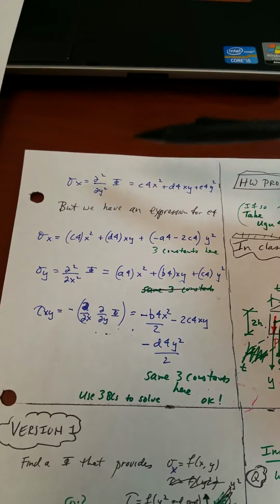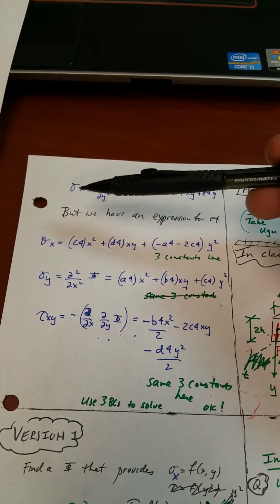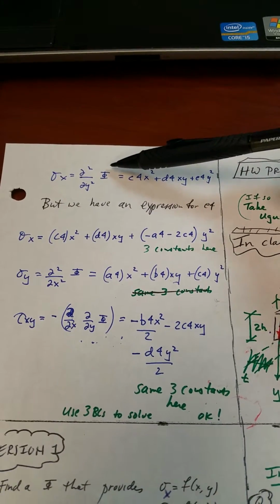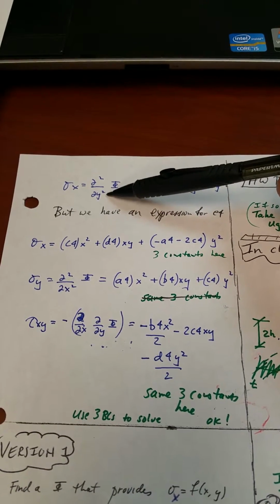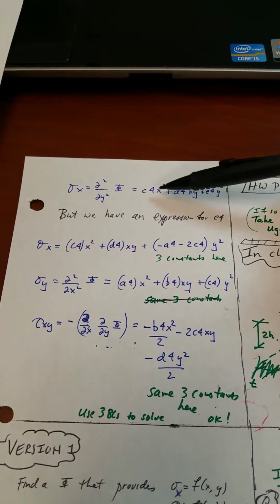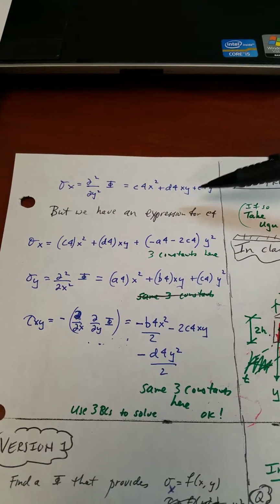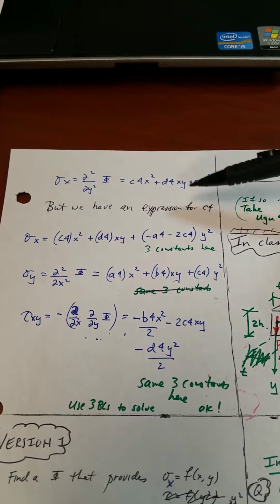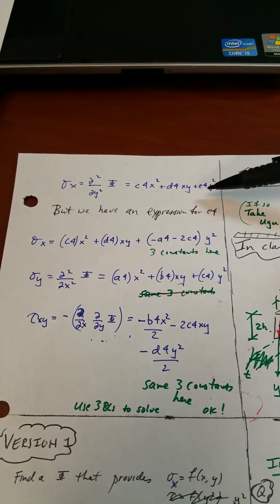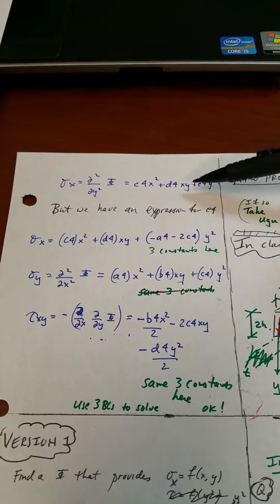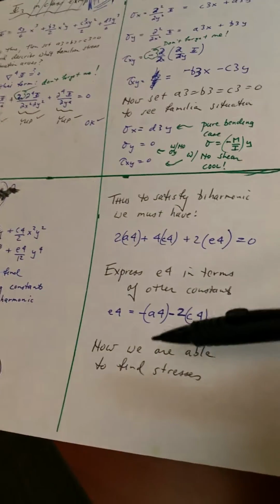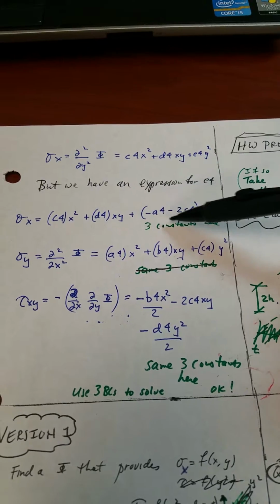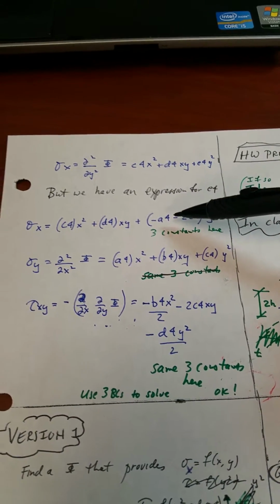We can now solve for the normal stresses and for the shear stress. That is the magic of the Airy stress function. So we differentiate twice with respect to y to get sigma x, and that leaves us with c4 x squared plus d4 xy plus e4 y squared. But we just went through the trouble of expressing e4 in terms of a4 and c4. That was what I just did on the previous page. So I'm going to pop that expression in for e4 into here.